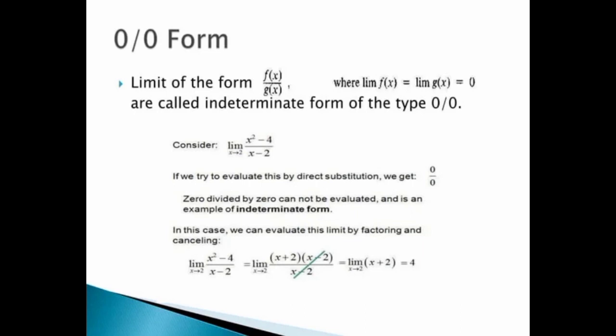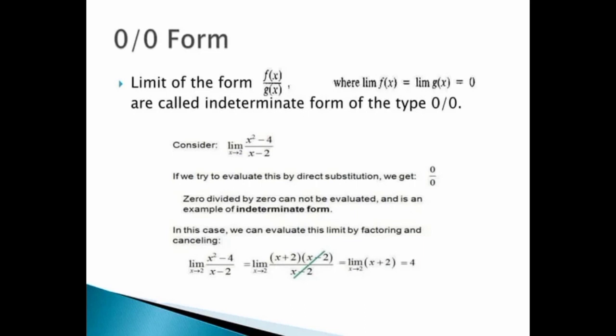Consider, for example, the limit as x approaches 2 of x squared minus 4 over x minus 2. If we try to evaluate this by direct substitution, we get 0 over 0. So 0 divided by 0 cannot be evaluated, and this is an example of an indeterminate form.